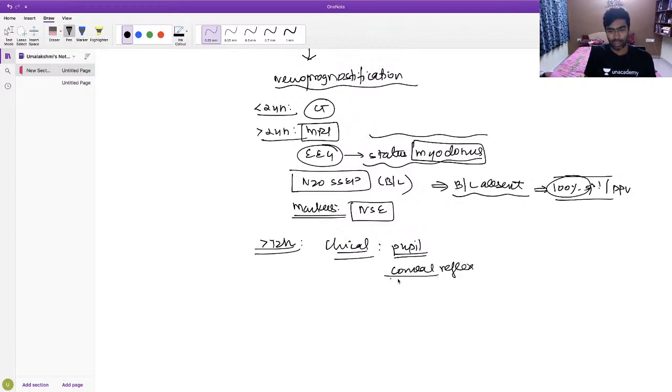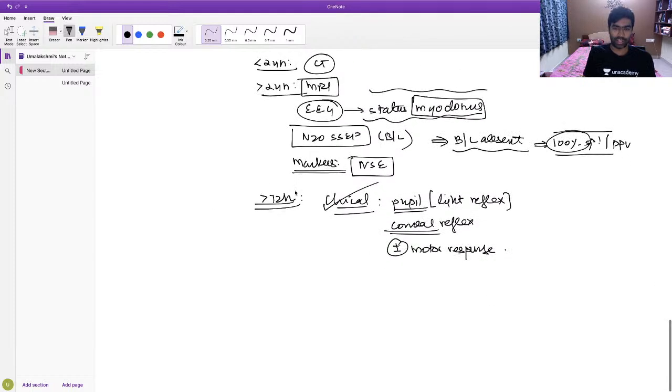I can assess the pupils, I can assess the corneal reflex. Pupil means I am going for the light reflex. And I can see the size of the pupils, whether there is any change in the size of the pupils, and a lot of things I can do clinically. And plus or minus, there are some other things like motor response to a painful stimulus can also be assessed.